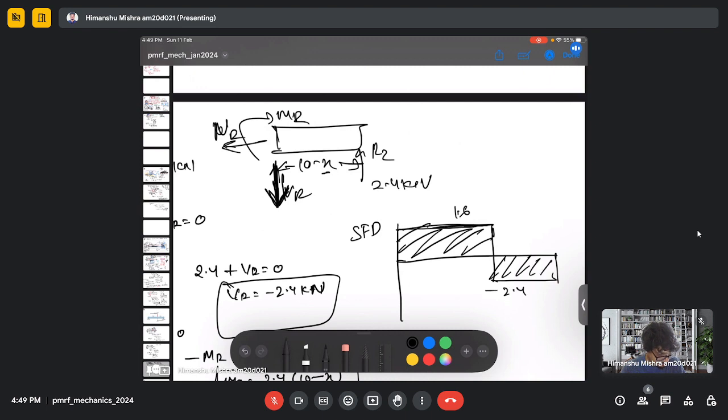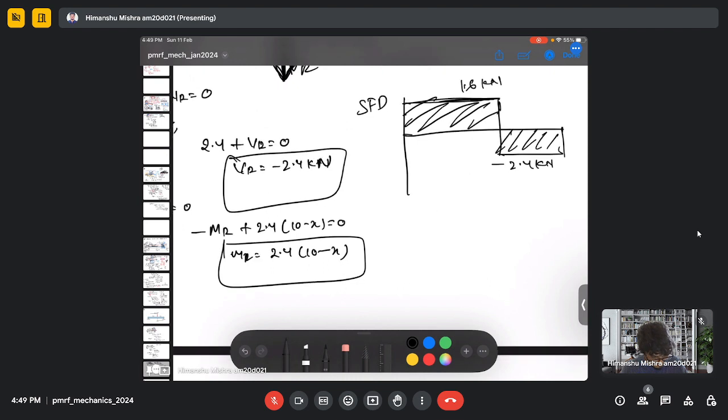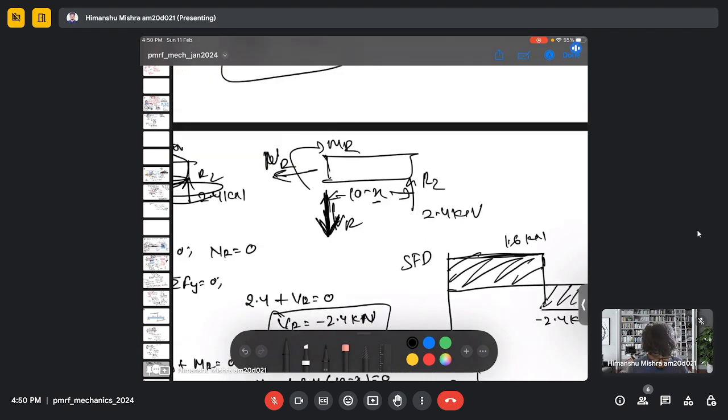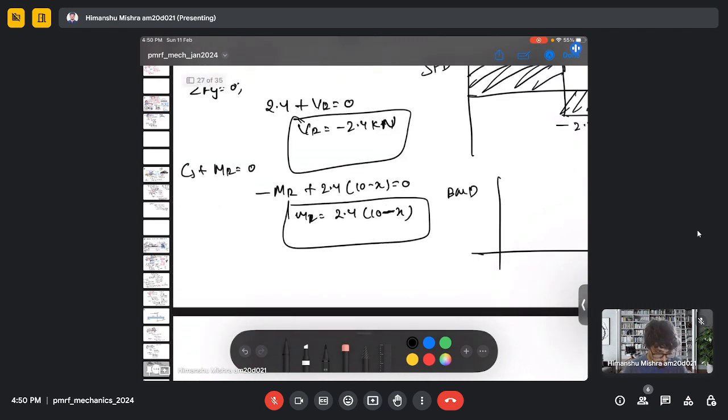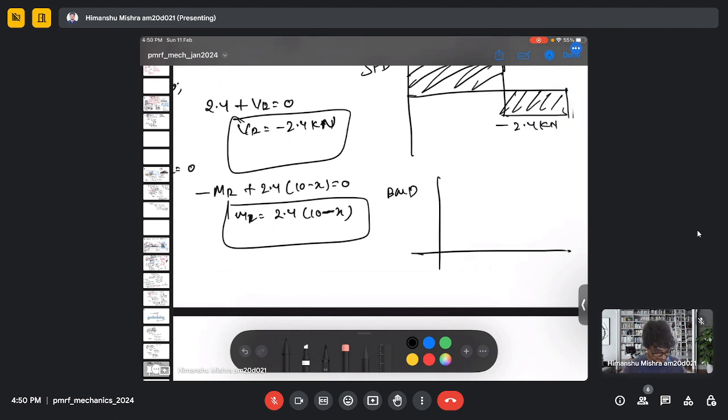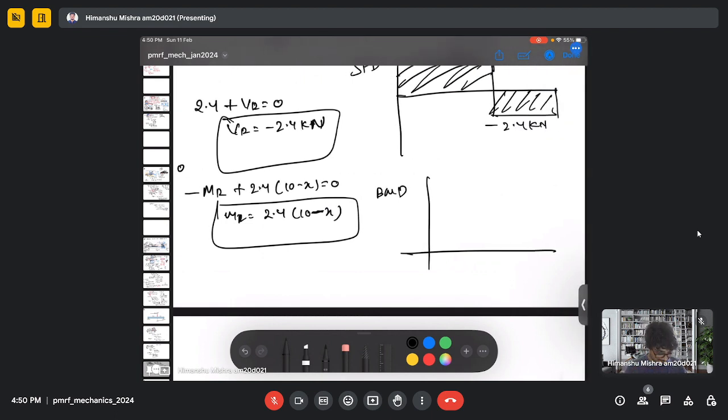And here it is minus 2.4. And for the BMD, you can actually use this equation that we found. So at the left it is 1.6x, and at the right it is 2.4 multiplied by 10 minus x. So you can see it's linear in x, and this is your point C.